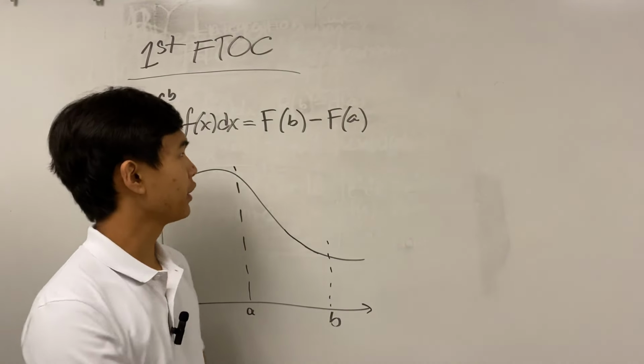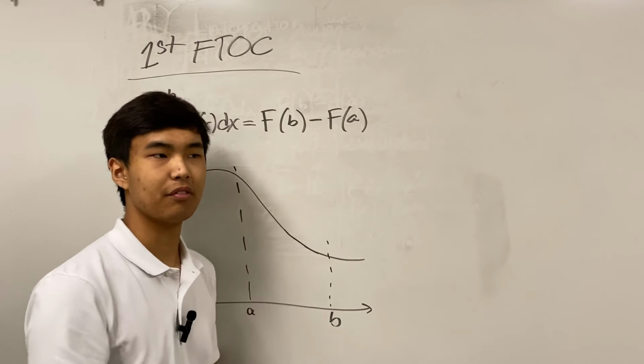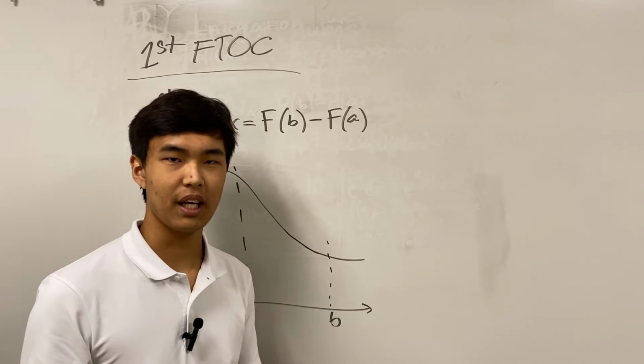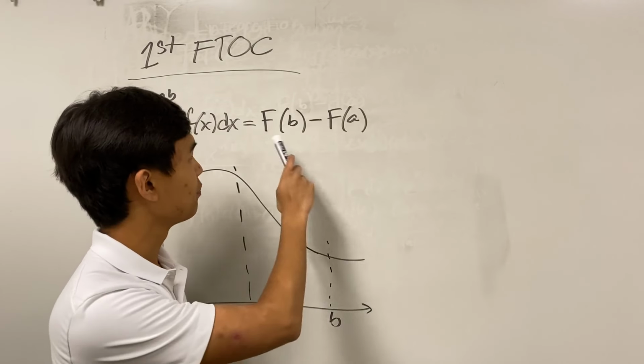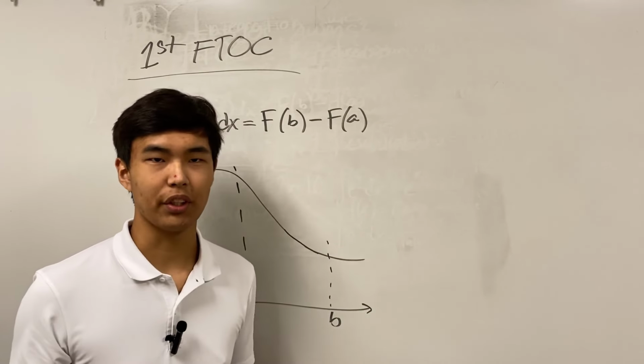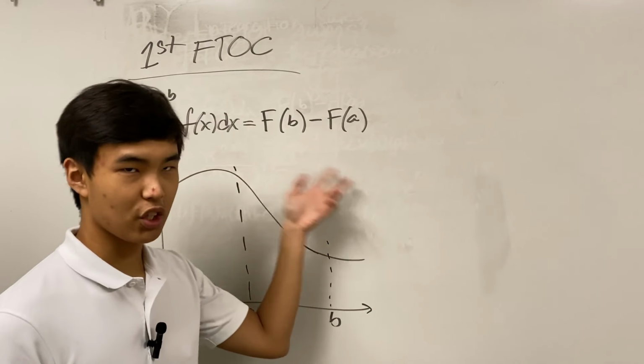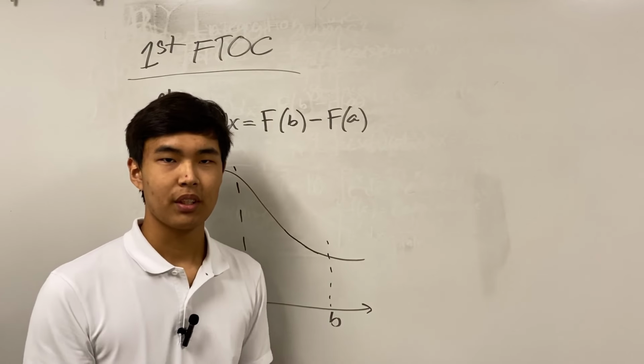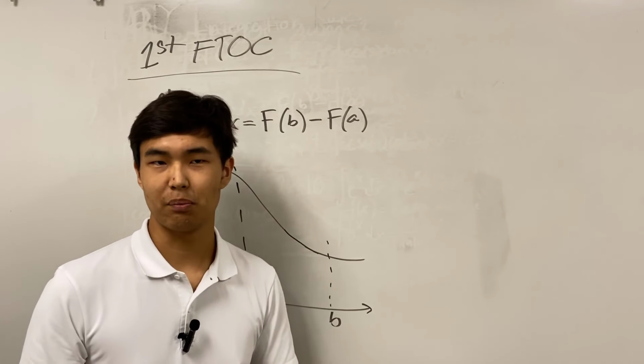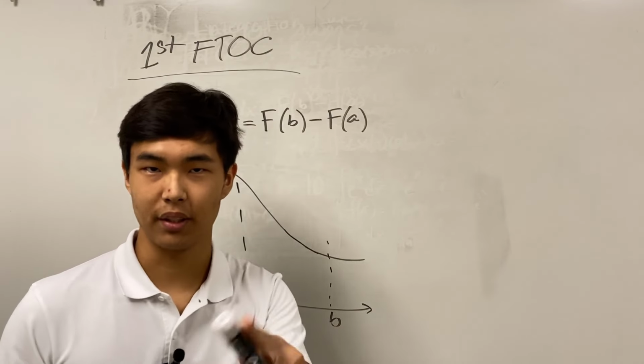And by the way, when you're evaluating the antiderivative for a definite integral, you do not add a plus c because, well, number one, you don't even know what it is anyway. And number two, when you do the subtraction, the plus c's cancel out. So there really is no point in adding a plus c to a definite integral, and that's why you shouldn't.